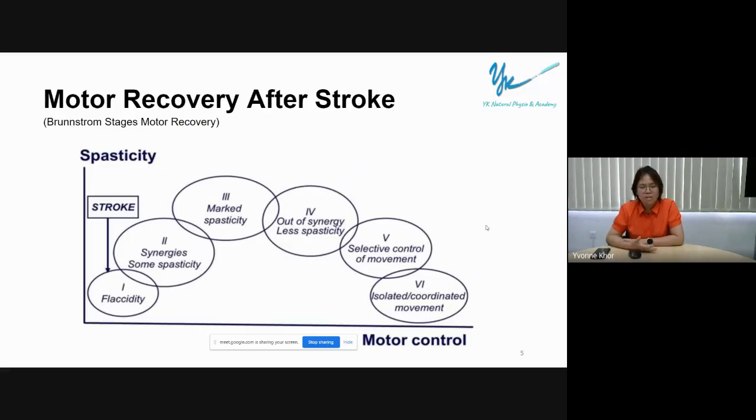A lot of patients, when they come to stage 3, may give up their treatment or don't want to continue their treatment. If they don't continue, maybe the spasticity will become permanent. So from here, I want to say that different stages of stroke have different treatments and strategies.